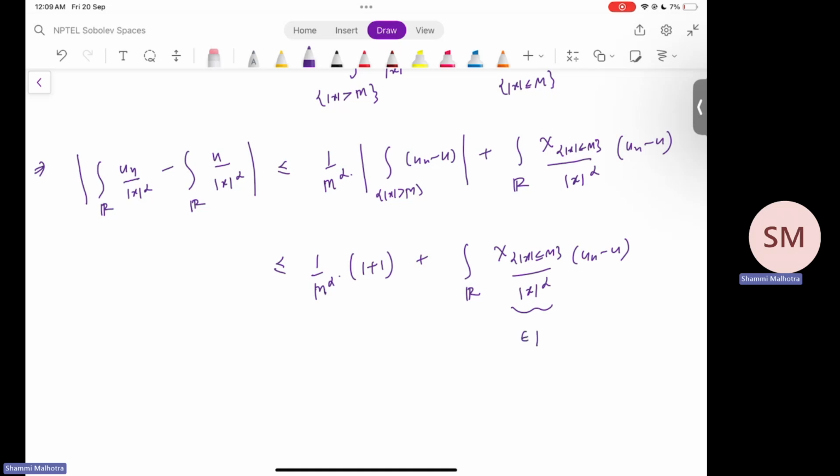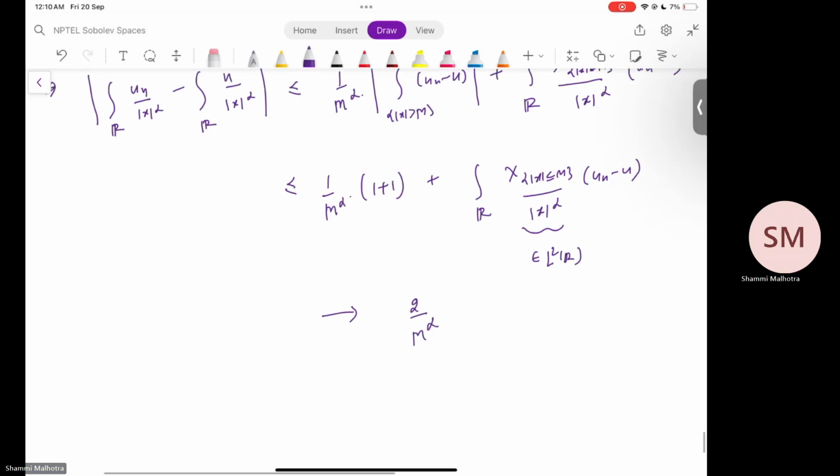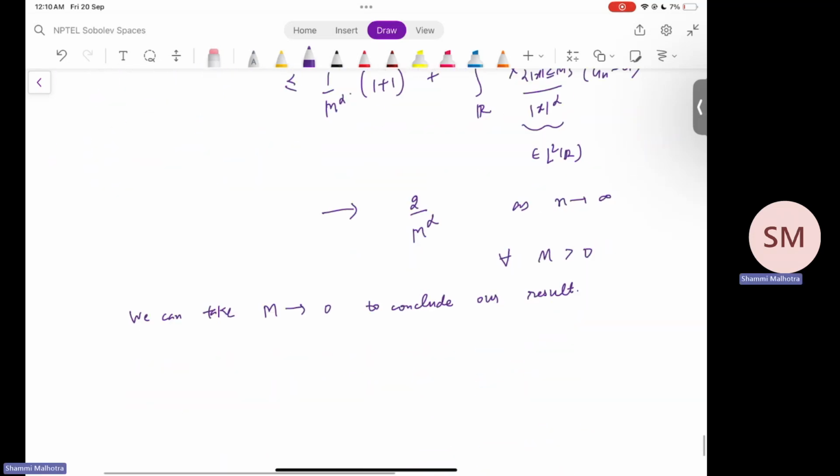We know that this belongs to L2 of R. So the whole of this thing converges to 2 upon m^α as n tends to infinity, for all m positive. What we can do is take m also tending towards 0 to conclude our result. So this will give that this actually converges to this thing.